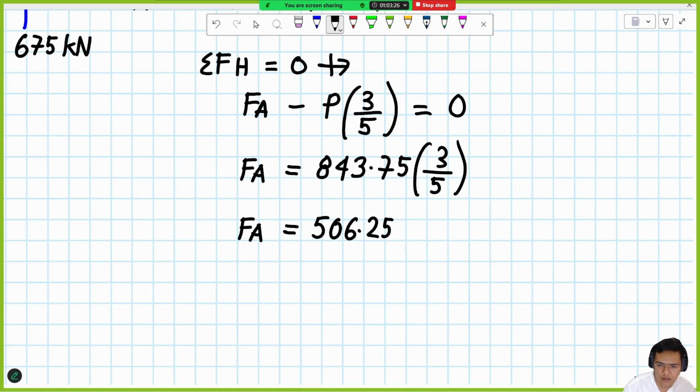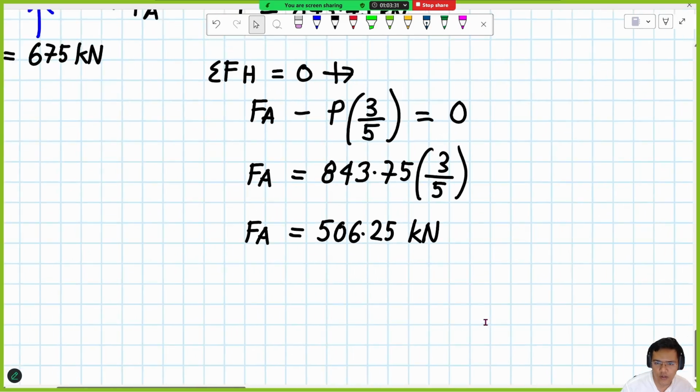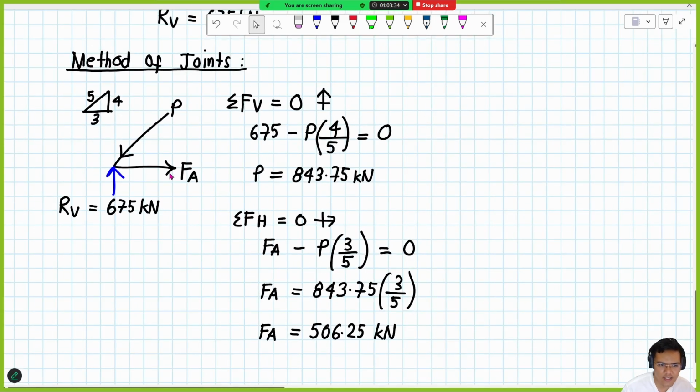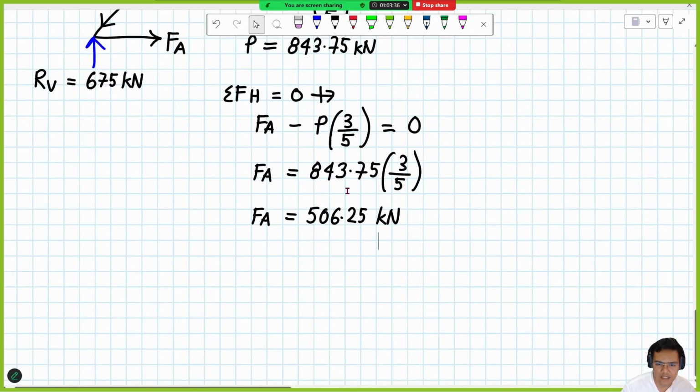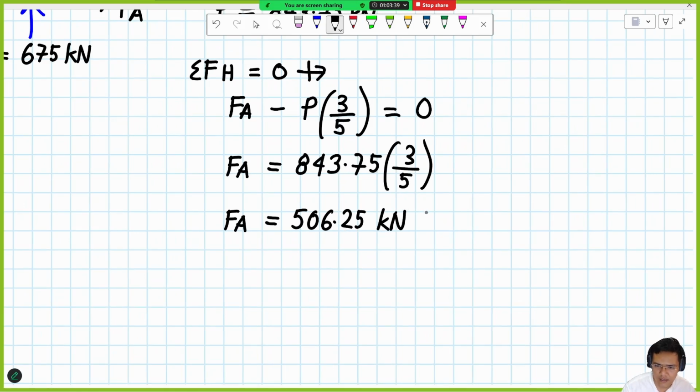506.25 kilonewton. Okay? So, yung assumption kasi natin kanina, it's in tension. So, lumalabas na positive ka, meaning exactly as predicted, we're in tension force.